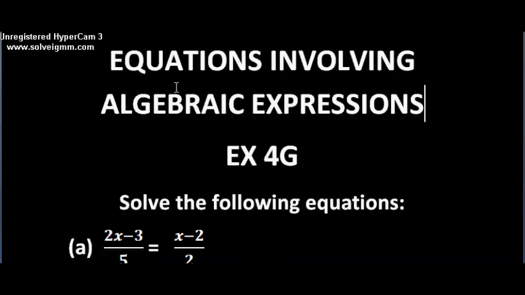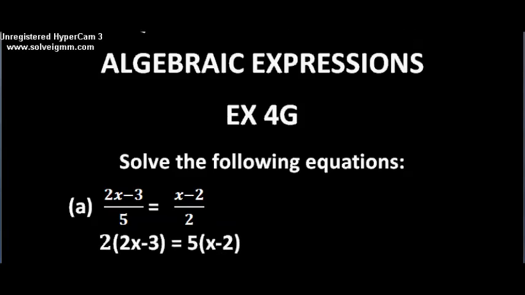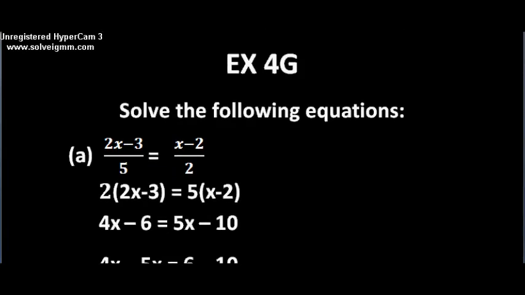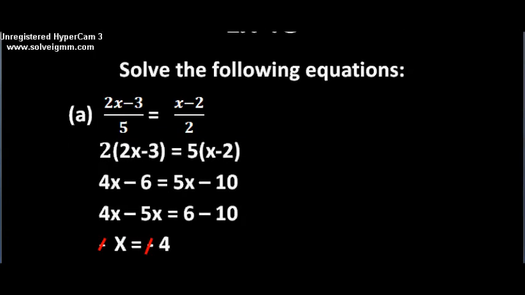Our topic is equations involving algebraic expressions. Exercise 4G. Solve the following equations. Part A. 2x minus 3 over 5 equals x minus 2 over 2. These questions are very easy and very interesting.